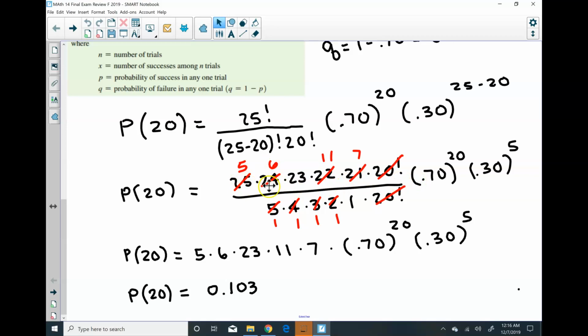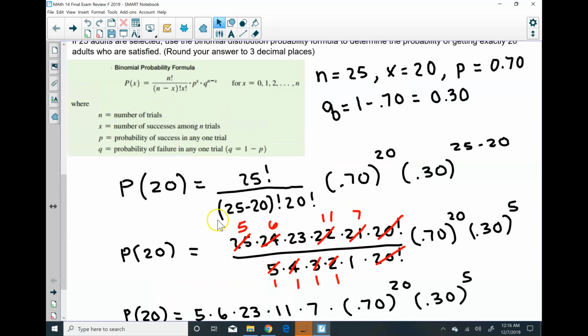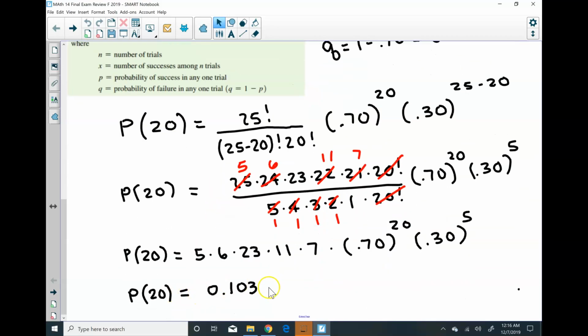So by writing this all out, you got 20 factorial at the end. You also have a 20 factorial over here, so you can simplify that as 1. And then 25 minus 20 gives you 5 factorial. And then you can simplify these numbers to get the following: 5 times 6 times 23 times 11 times 7 times 0.70 to the 20th power times 0.30 to the 5th power. And all of that gives you the probability of 0.103. And then remember that you're rounding this to 3 decimal places.